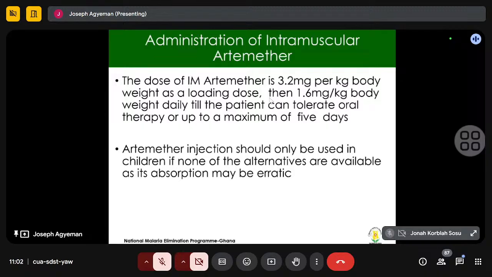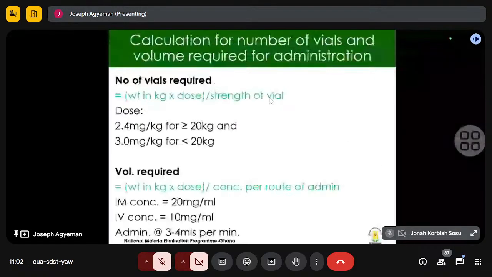For artemether injection, 3.2 milligram per the patient's body weight to start. If the patient gets better, switch to the full course, oral artemisinin-based. If the patient doesn't get better, maintain the injection, but reduce to half the loading dose once daily for 4 additional days, making a total of 5 days.